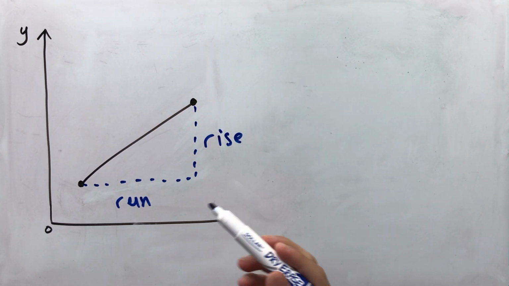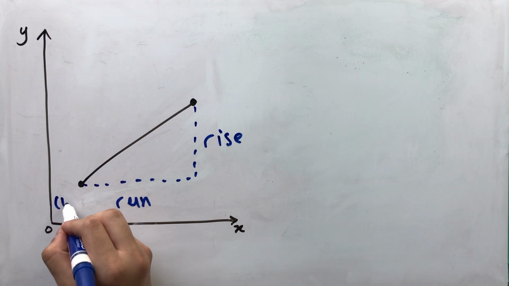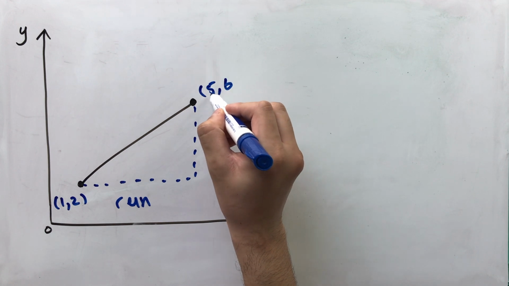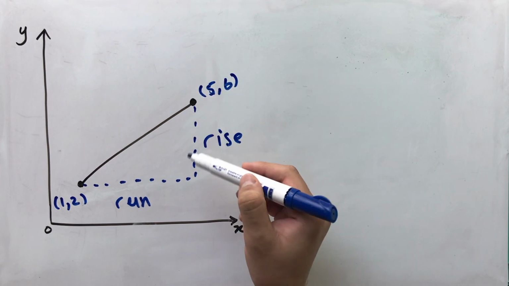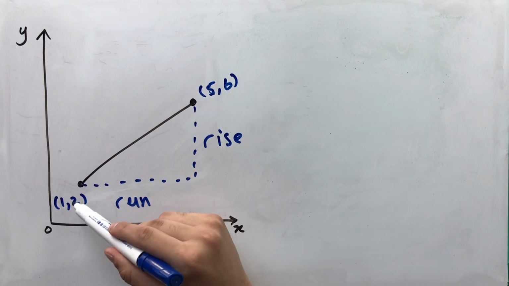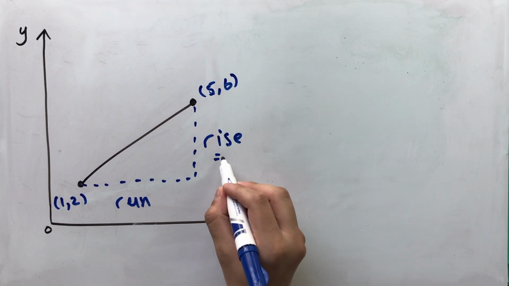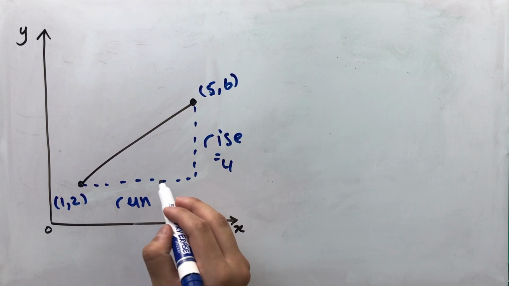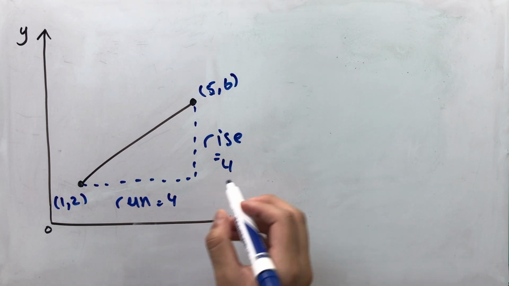So let's give these imaginary points. Let's say this is 1, 2, and this is 5, 6. So you can see from here, this point goes to this point, right? And it rises 4. So we know that the rise is 4. And the run, it goes from 1 to 5, which is also 4.